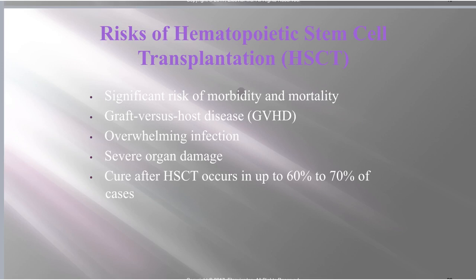So I kind of mentioned this earlier, the risks of transplants. Morbidity and mortality rate goes up. Graft versus host disease, that's the rejection, so we have to keep a close eye on them. Overwhelming infection can be a problem as well once we have these transplants, and then there can be severe damage to their organs. There is a 60 to 70% cure rate with this, so it is something that they will do, but it is high risk.